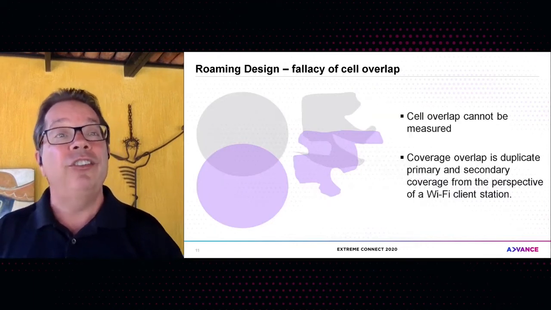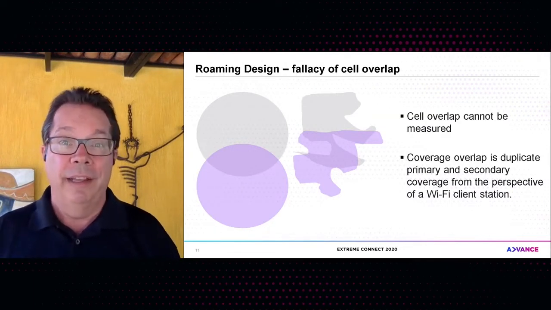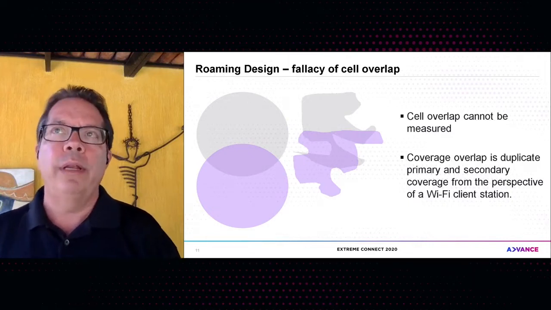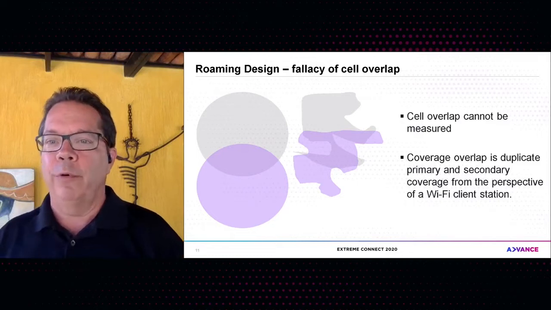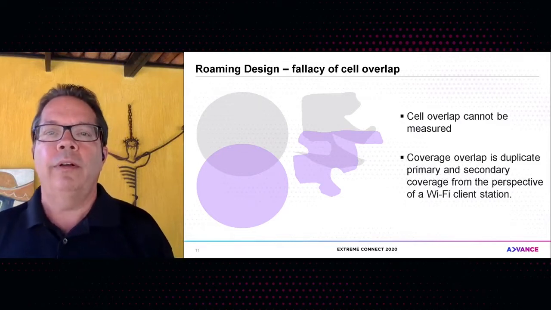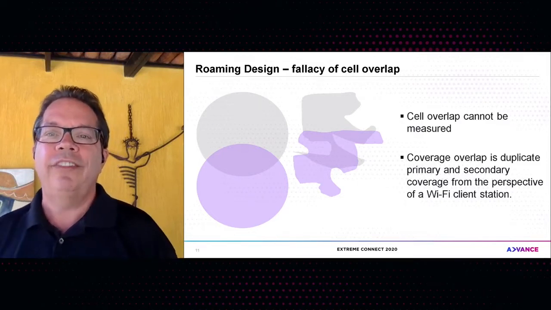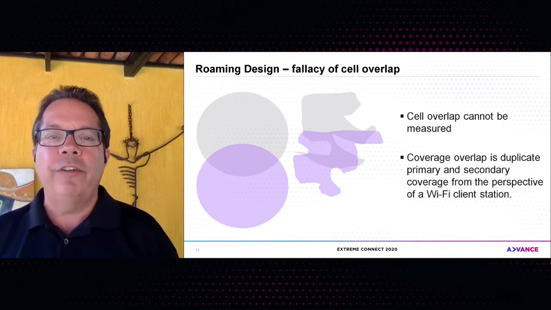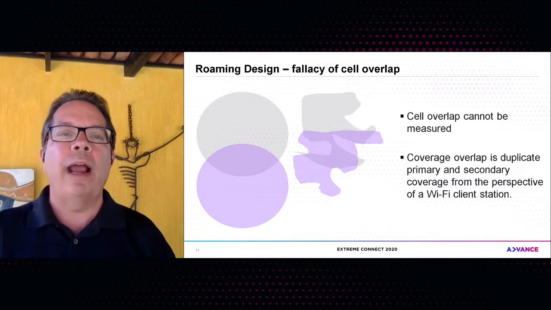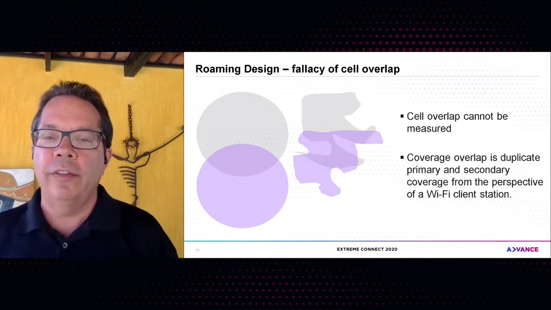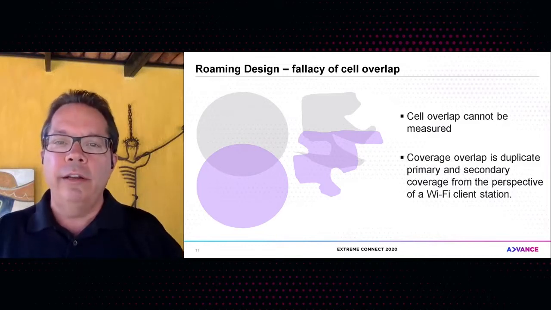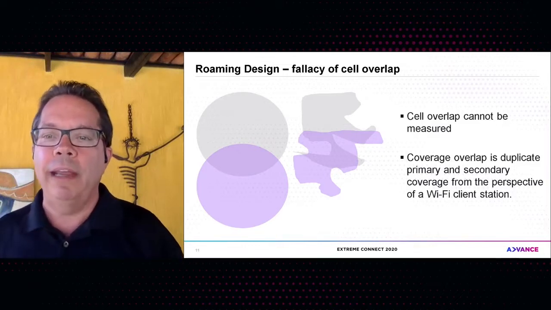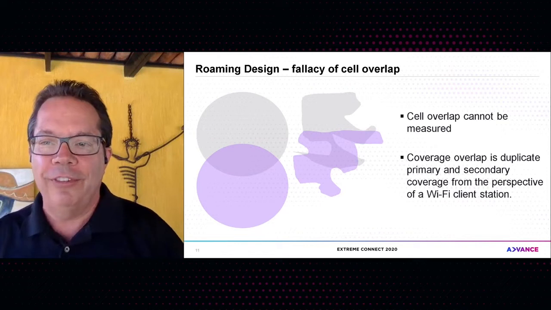So there's a couple more things that you should understand when designing for roaming. A lot of times you hear, oh yeah, when you design for roaming, you've got to design for 20% cell overlap or 15% overlap. Well, that's a fallacy because it cannot be measured. First of all, there's no such thing as a nice, beautifully shaped round coverage cell like you see here on the slide. Instead, they look like those convoluted cells that look like big, hideous amoeba shapes, okay?